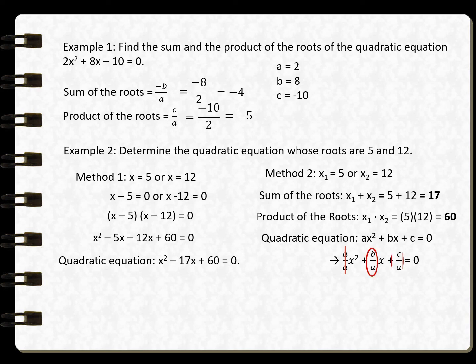So, pwede nating palitan sila. Yung b all over a is x squared minus the sum x plus the product. Yung c over a is the product and yung b over a is the sum. So, ima-minus naman natin yung sum kasi negative b over a yon. Dito naman b all over a pero positive. So, palitan lang natin yung plus sign to minus sign. So, papalitan natin, magiging x squared minus 17x plus 60 is equal to 0. Parehas lang makuha natin sagot. That's still the quadratic equation dun sa roots na 5 and 12.